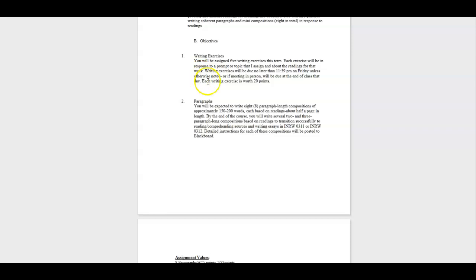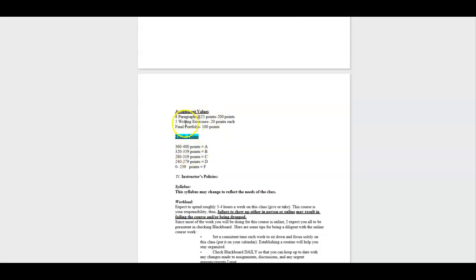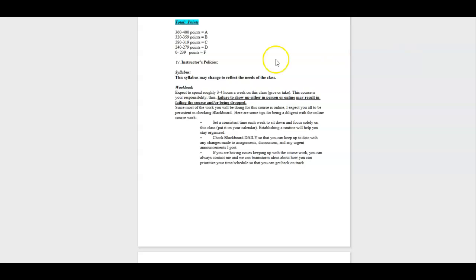So there are the objectives, the writing exercise. You're going to have 5 of these, one a week. You're going to have 8 paragraphs that are going to get a little bit longer and longer. Okay, there are the assignment values. You're going to have these writing exercises, the paragraphs, and then you're going to have a final portfolio, which I'll cover in a couple of weeks, and I'll let you know what you're going to include in that final portfolio. Okay, there's a breakdown of the grade and my policies.